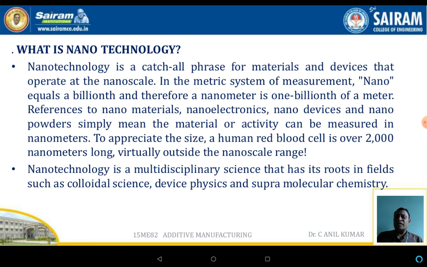What is nanotechnology? Nanotechnology is a catch-all phrase for materials and devices that operate at nanoscale. In the metric system, the measurement nano is equal to a billionth, and therefore a nanometer is 1 billionth of a meter. Now, nanotechnology is a multidisciplinary science that has its root in all the fields. For example, it may be mechanical, or chemical, or even physics, or even the electronic and electrical industries, depending upon the type of the applications, such as colloidal science, or device physics, or supramolecular chemistry, or even the nanomaterials in the case of mechanical engineering.